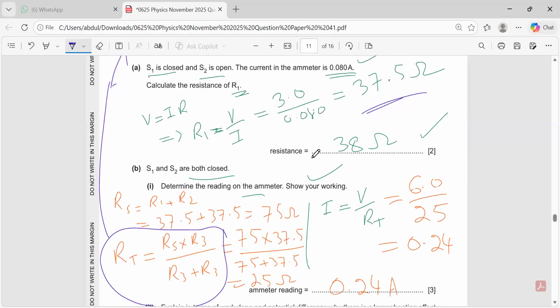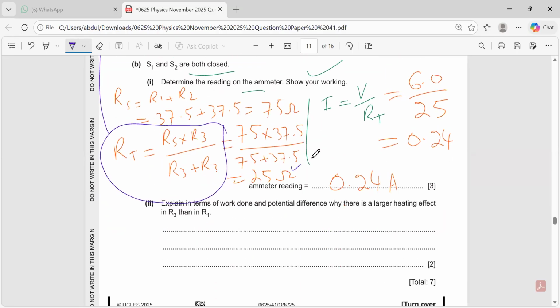That's why I use the formula for resistors in parallel, but only two resistors. So RS times R3. We are multiplying the resistors. If there are two in parallel, we multiply them in the numerator and we add them in the denominator to get the total, and then I use the formula to get this answer. Then, my dear friends, explain in terms of work done and potential difference why there is a larger heating effect in R3 than R1.